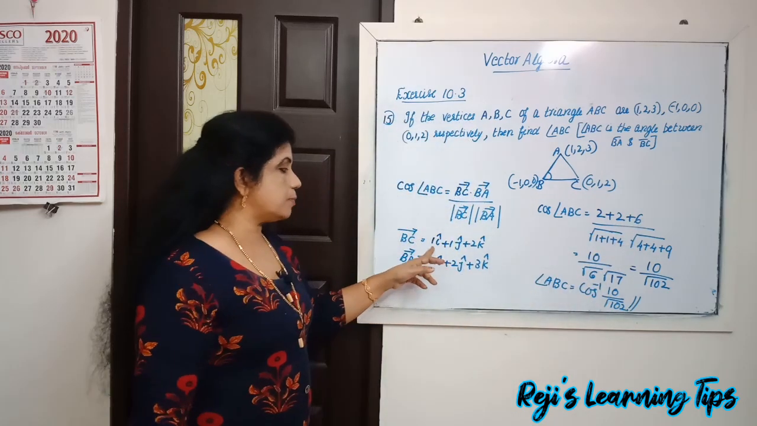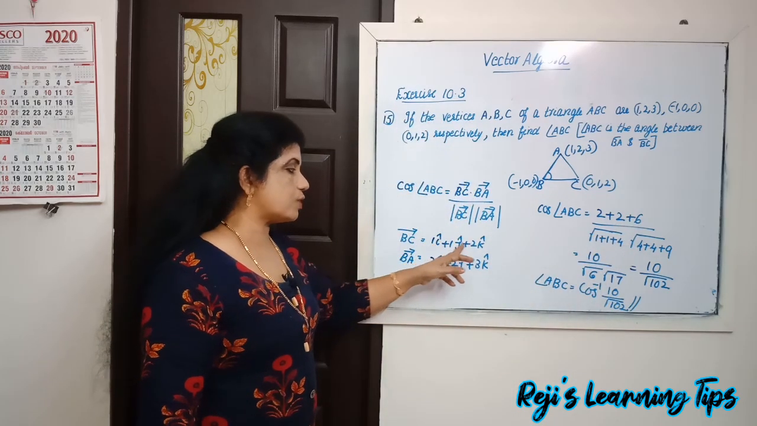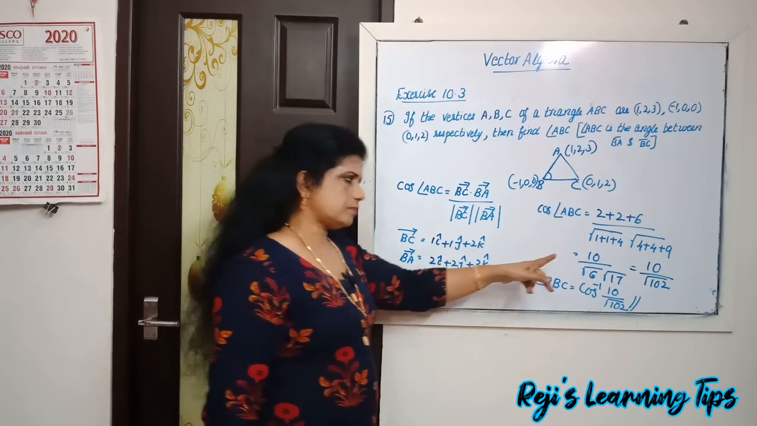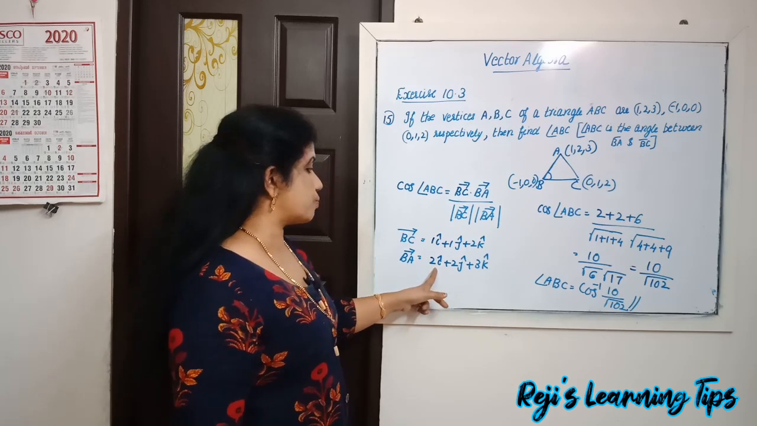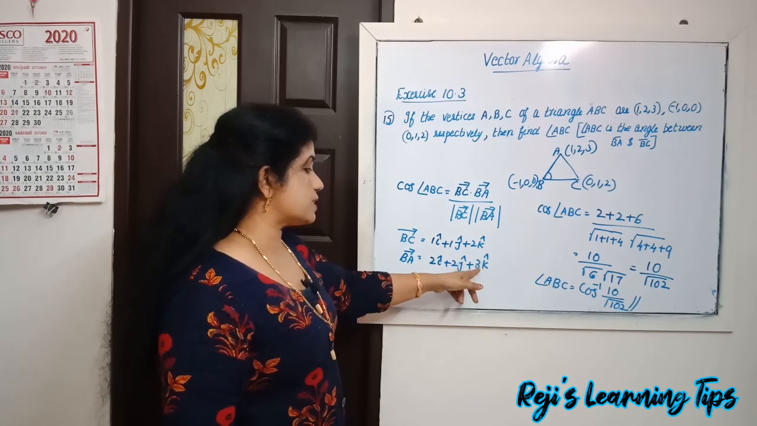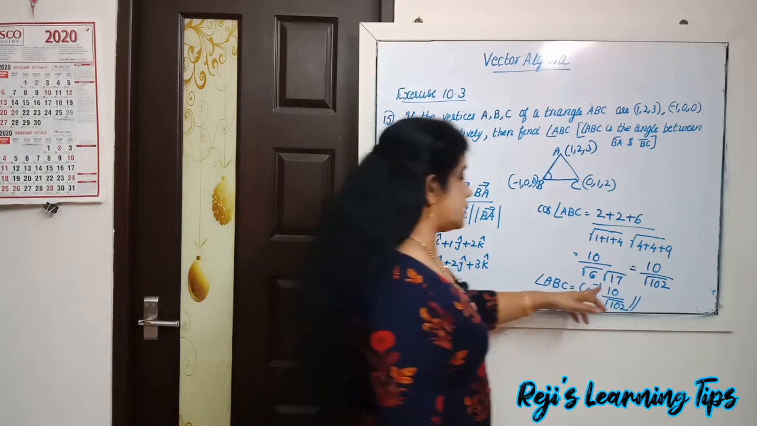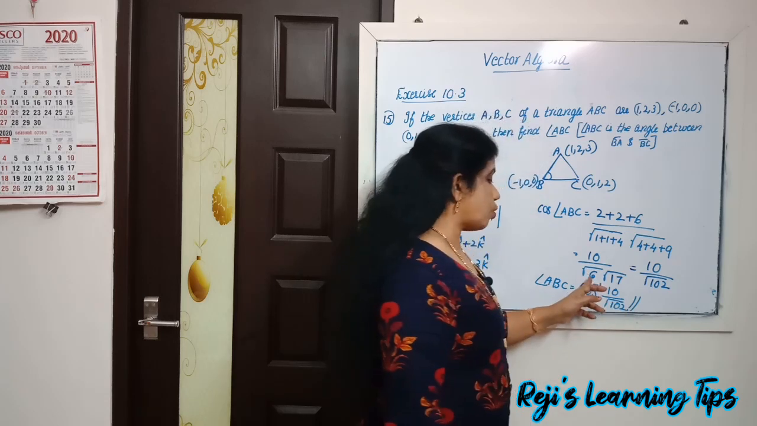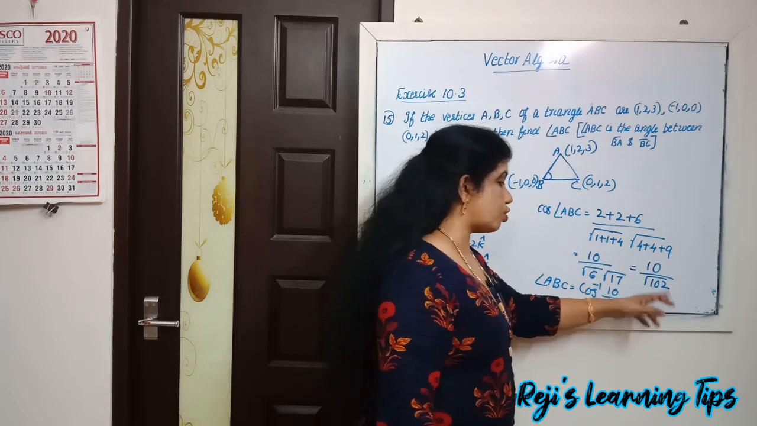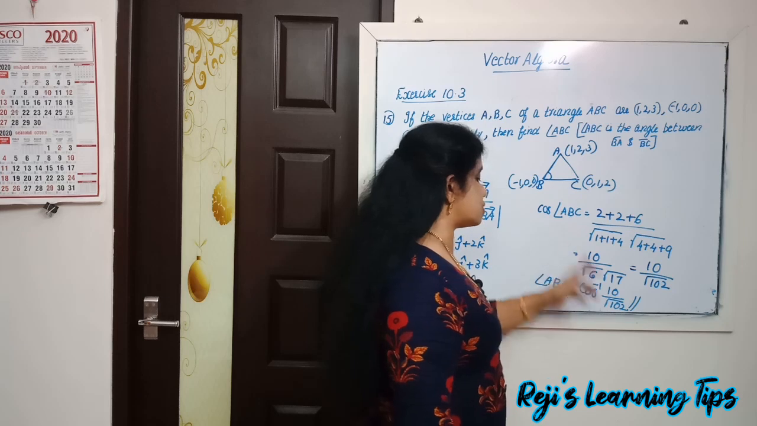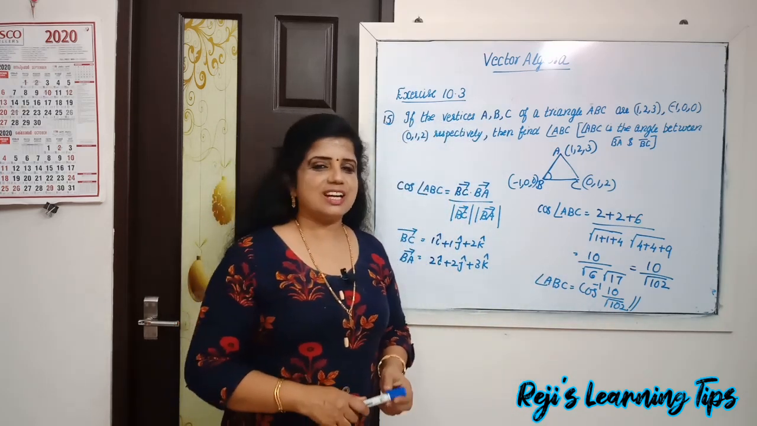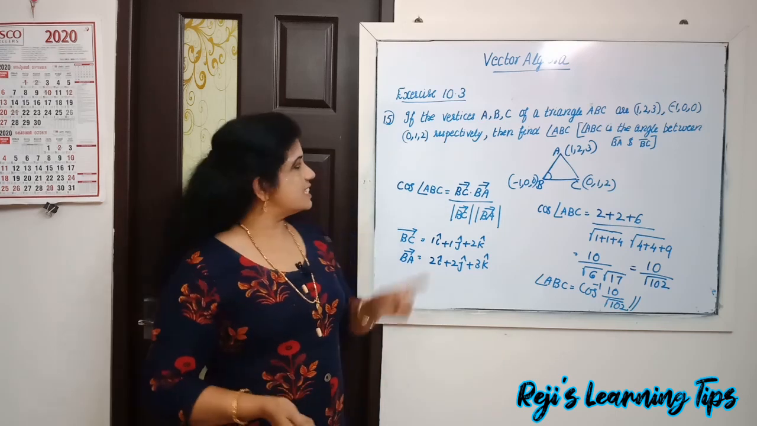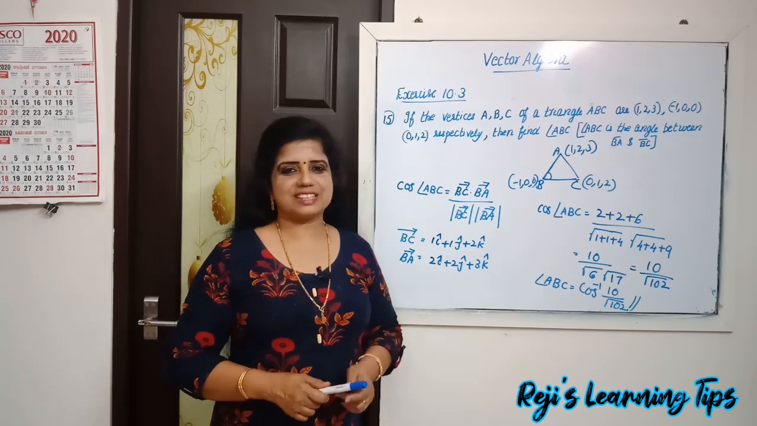Then modulus of BC is root of 1 square plus 1 square plus 2 square, that is root 6. Then modulus of BA is root of 2 square plus 2 square plus 3 square, that we know is root of 17. Then root 6 into root 17 is root of 102. So angle ABC is equal to cos inverse of 10 divided by root of 102. Understood? Then we can see the 16th problem.